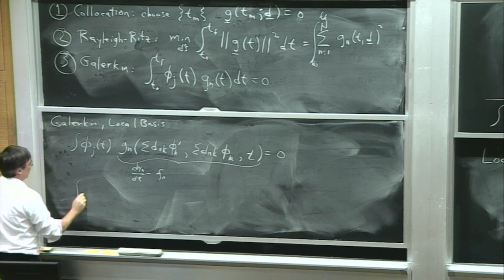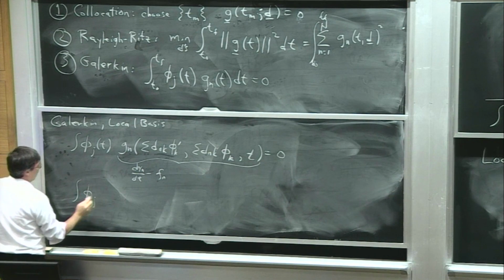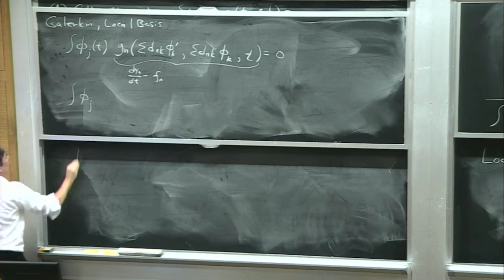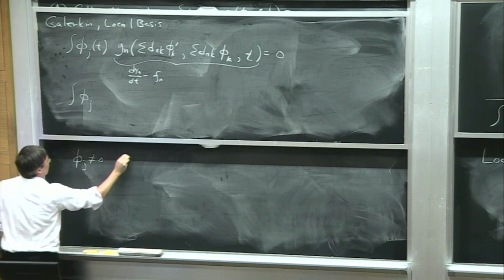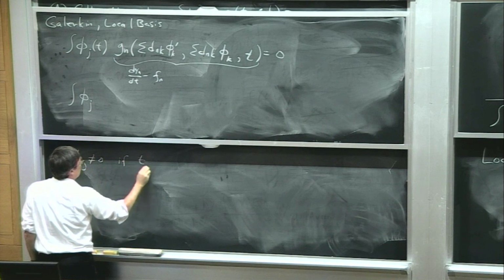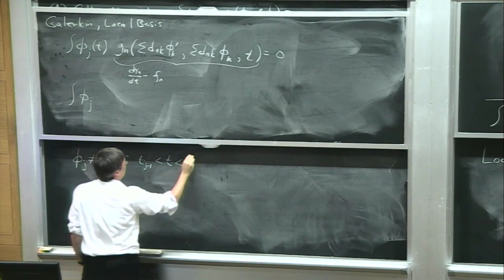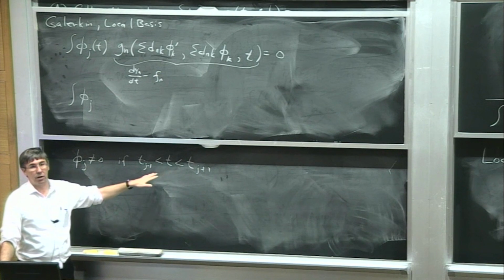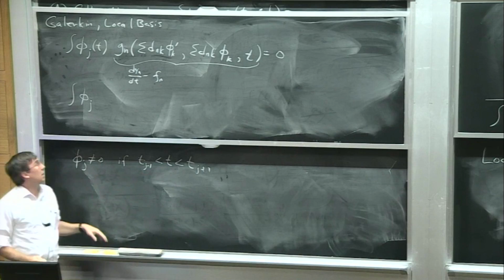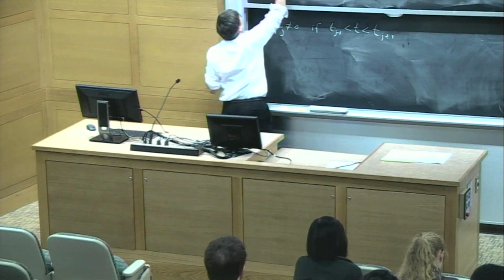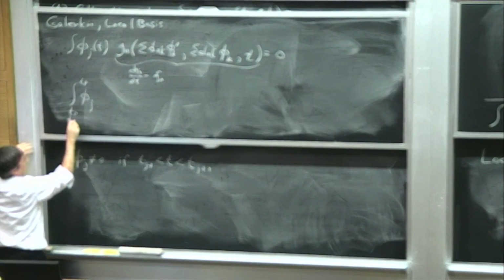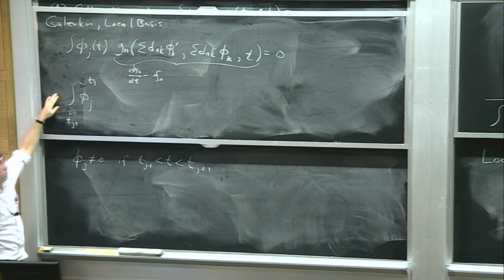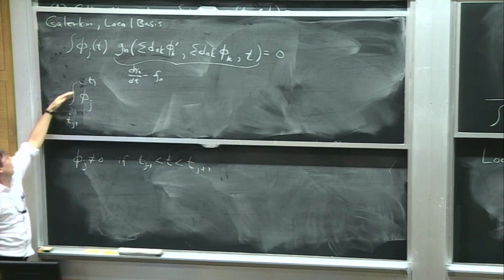So the integral of phi j, and I'll remind you that phi j is not equal to 0 only if t j minus 1 is less than t, less than t j plus 1. That's the only place where my local basis function is non-zero. That's where the tent is, and all the rest of it is zero. So when I have this integral, originally from t naught to t final, I could replace it with t j minus 1 to t j plus 1, and it's just the same, because the integral outside that domain is zero. So at least I have a small domain to integrate over.